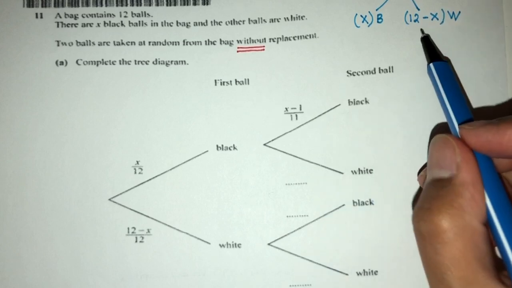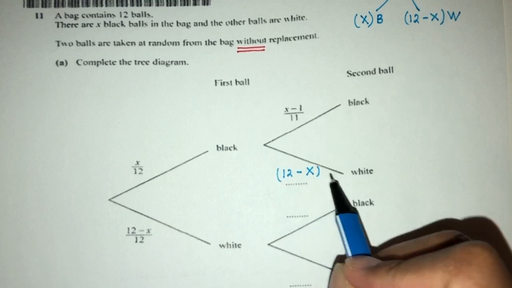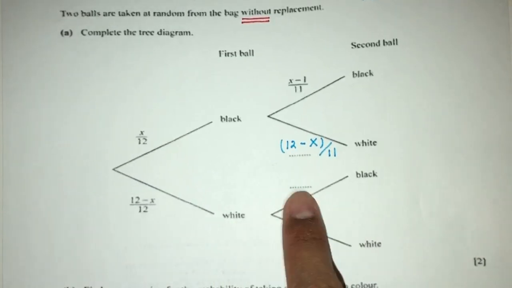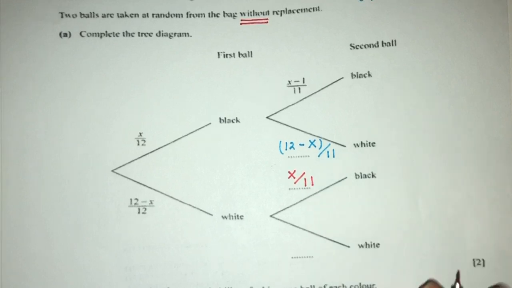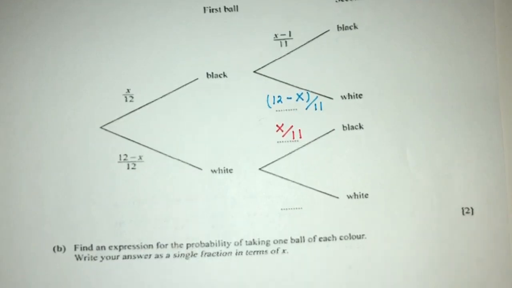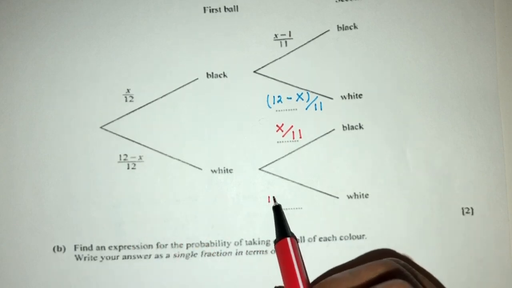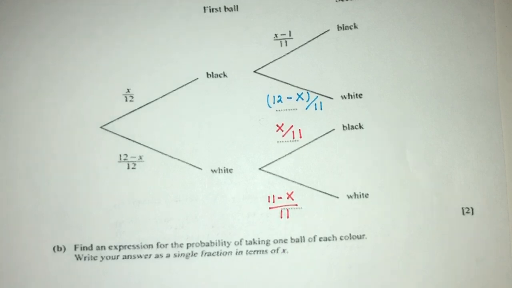So it will be 12 minus X over 11, obviously, because we take one already, which is the black one. And for this one, if you take a white one, the black one will not change, it will be X over 11 for the one that we have taken, which is the white. And here for the white it will have to be minus 1, so that will be 11 minus X over 11. So that will be part A of the question, 2 marks, easy marks.